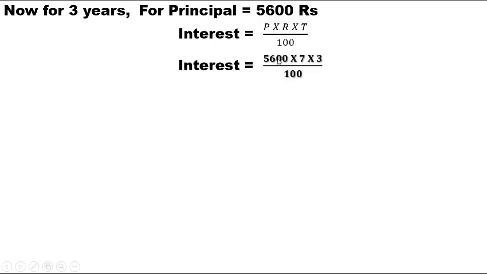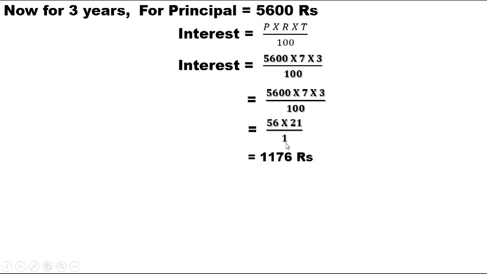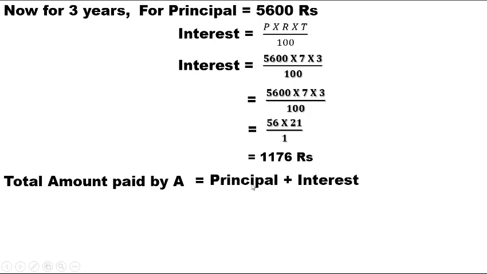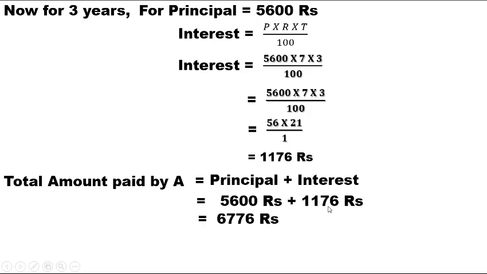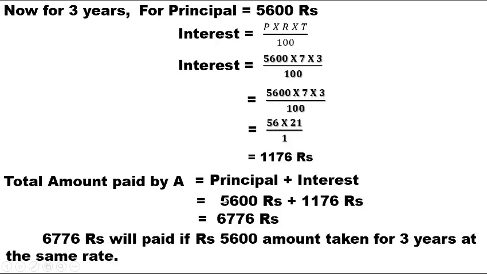Interest is equal to 5600 into 7 into 3 divided by 100. 56 into 21 divided by 100 is equal to 1176 rupees. The total amount paid by Abhay is equal to principal plus interest, is equal to 5600 rupees plus 1176 rupees is equal to 6776 rupees.